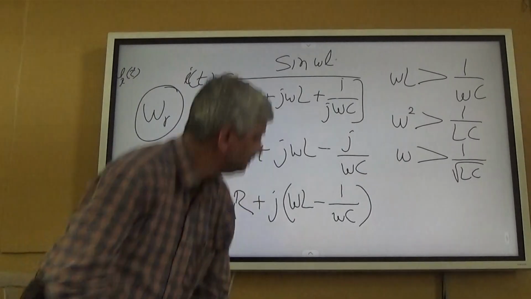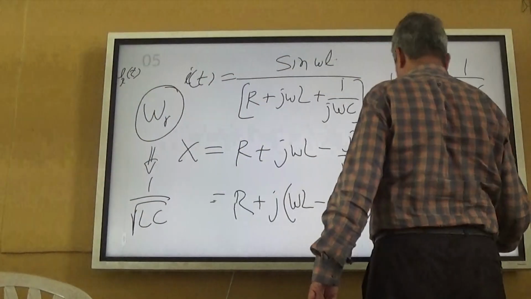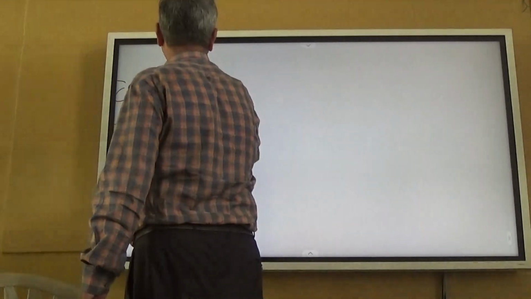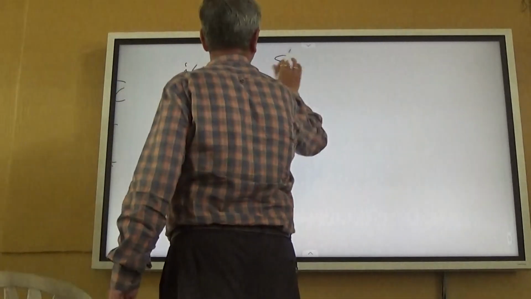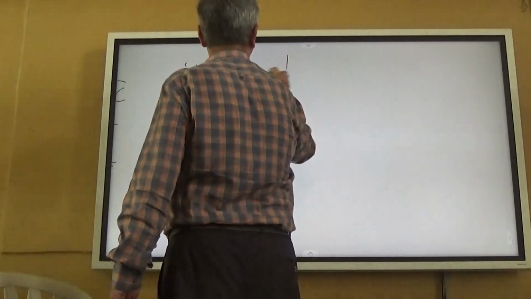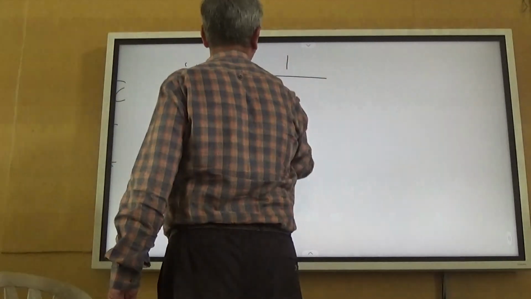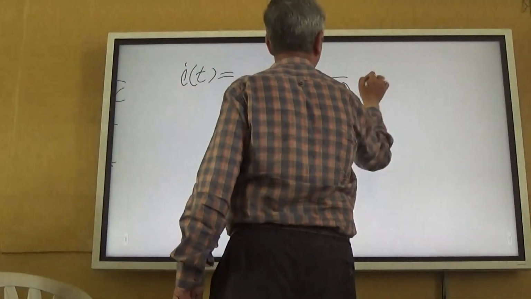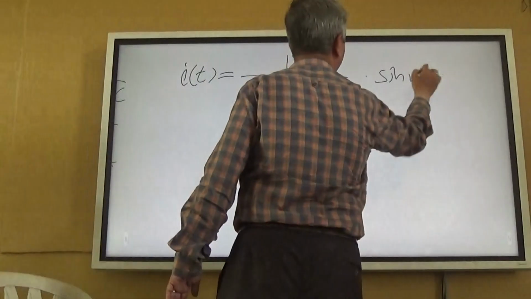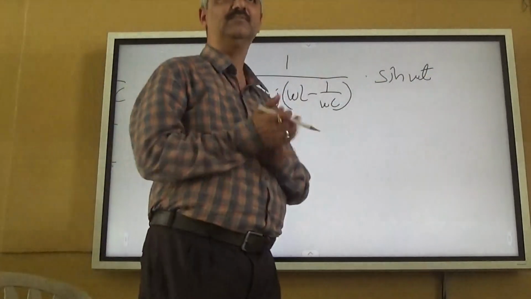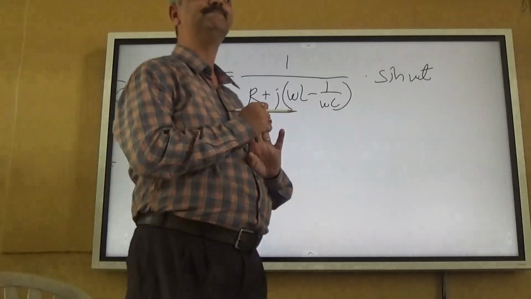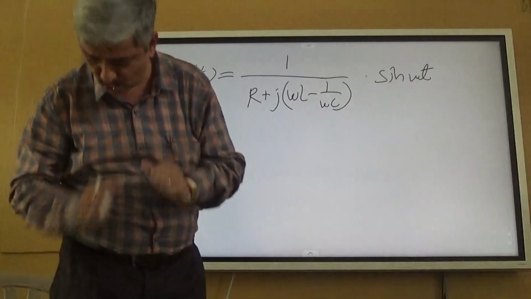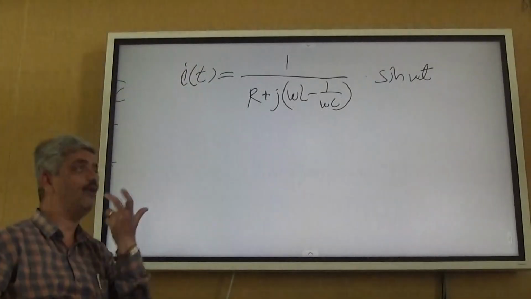Okay. So then, what will be the actual IT? How will you find it out? IT is 1 upon R plus J into bracket omega L minus 1 upon omega C, into sin omega t. Right? Is it okay? 1 upon this. So, how will you find your actual value?